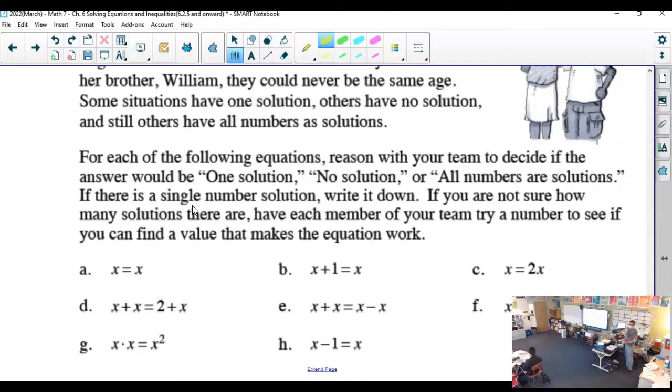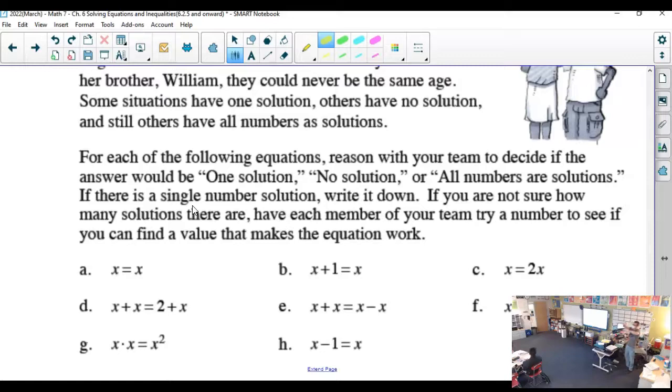If the equation you've been given cannot be solved, like me and Brad, when will we be the same age? We'll never be the same age. If I'm x, he's x plus 6, right? Because he's 6 years older than me. So if I'm x years, he's always 6 years older than me.